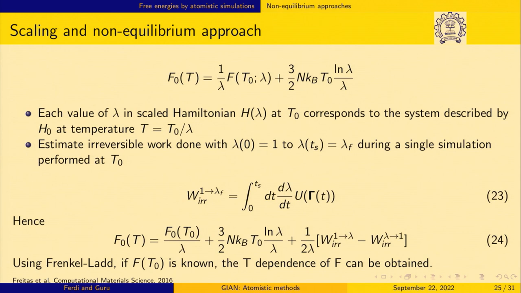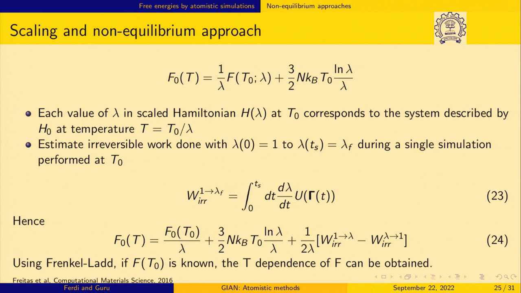is 1 by lambda of F(T0 lambda) plus 3 by 2 N kB T0 ln lambda by lambda. I still didn't get to how they got the 2, but the rest of it you can look at and they look very similar. If they had just asked me, I would have said 1 by lambda F(T0) plus 3 N kB T0 ln lambda. That is what I would have expected, but this is not a typo or anything. I checked, this is there from 99 or something, they have derived.